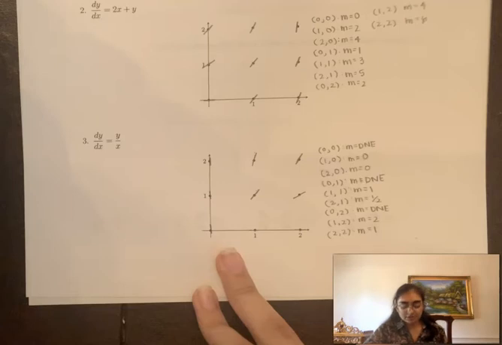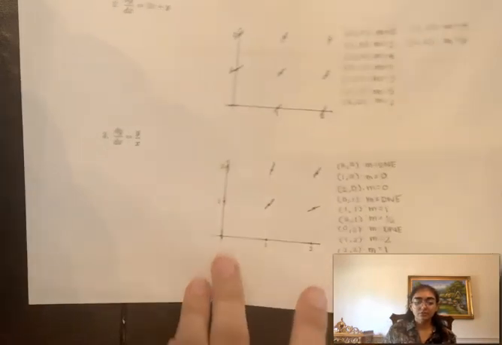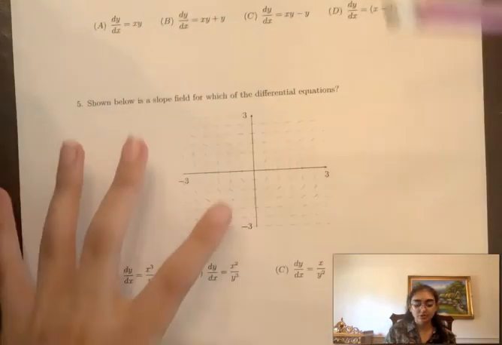Slope fields are pretty easy. They're just kind of annoying because you have to keep plugging in to find the slope at every single point. But this is one of the only things that you're going to draw on the AP exam. Most of the problems that you're asked on the AP exam are just math problems. You don't really have to draw diagrams or anything, but this is one of the only things that you're going to have to draw. Moving on to the next page.